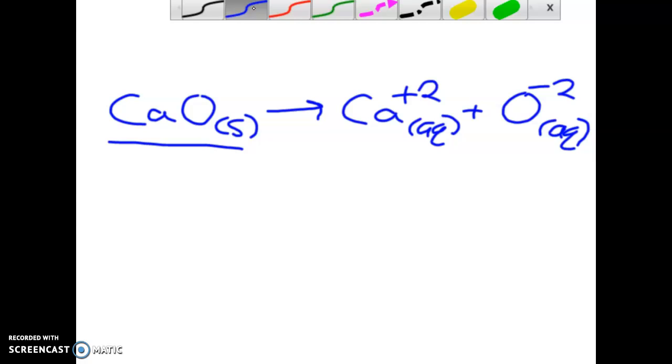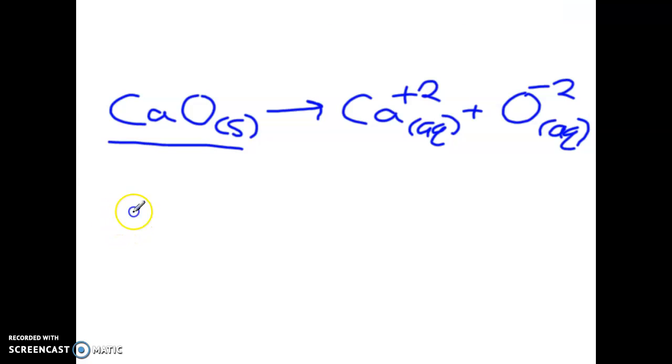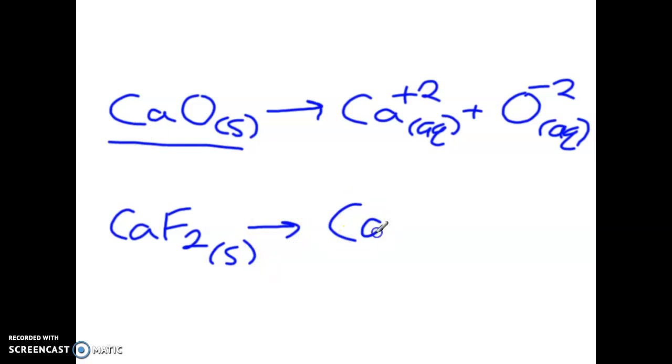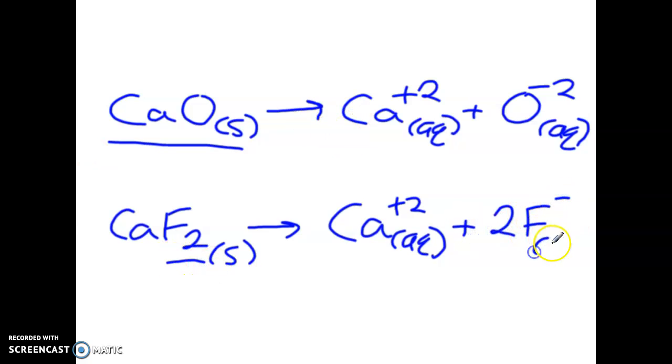So remember, if you have multiple ions, you do have to show that in your dissociation equation as well. So let's say we had calcium fluoride. So when this breaks down, we have calcium ions, of course, but there are 2 fluorine ions that are produced from 1 calcium fluoride. So that must be shown. Essentially, it's almost like you're balancing out this reaction. You can't have 2 fluorine on one side and all of a sudden it only makes 1 fluorine.